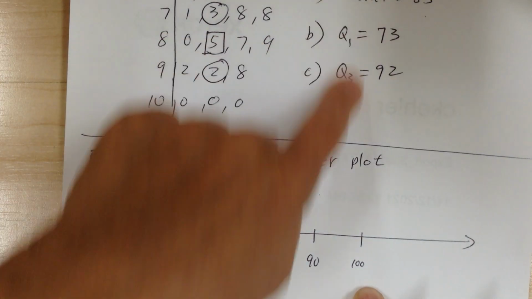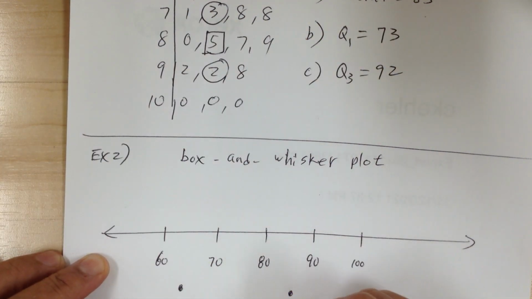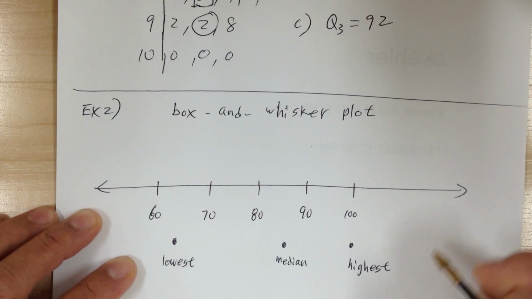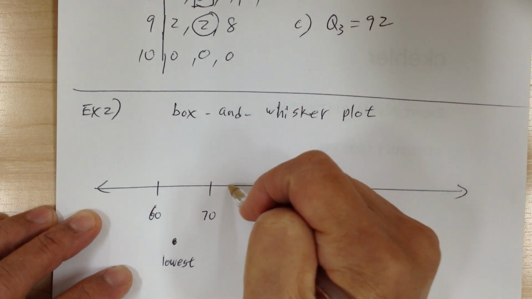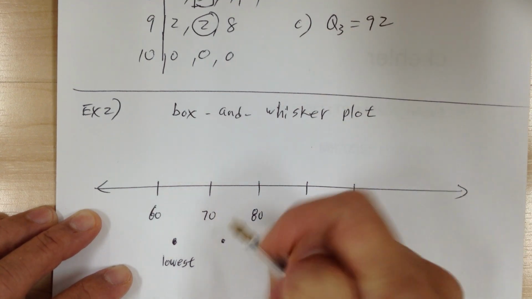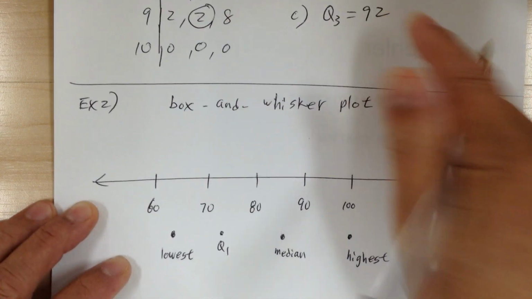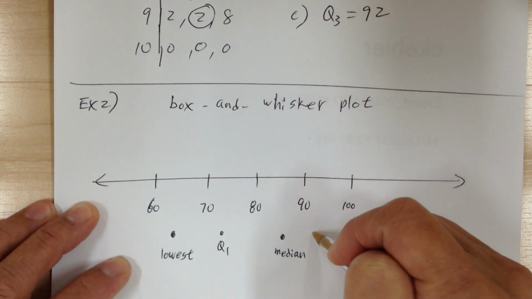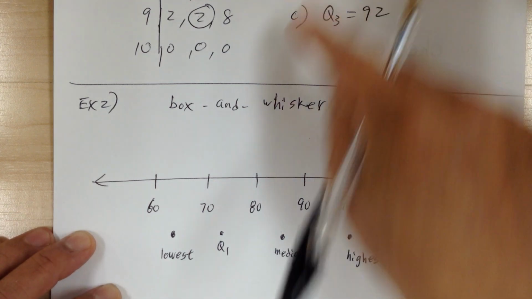Then you want to plot all these points. So the median is 85. So 85 is right over here. So this is your median. And then you want to plot your first quartile, 73. So 73 is about right over here. That's your first quartile. Your third quartile is 92. So 92 is about right over here. So that's your Q3. So plot all these points.